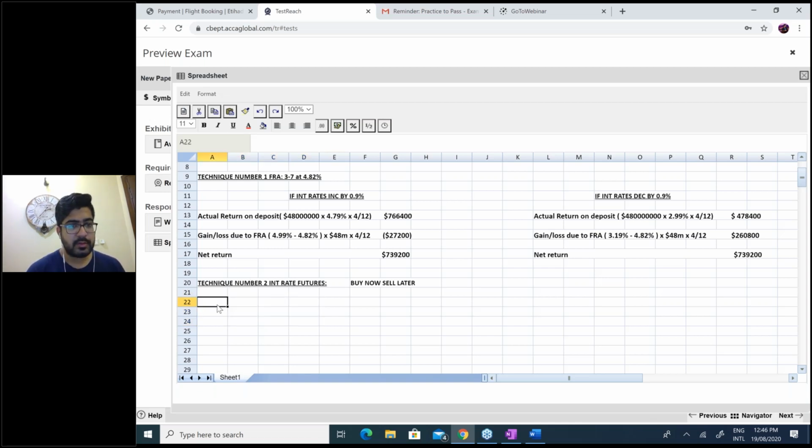Okay, so it involves steps. The first thing you need to do is to find the number of contracts. In futures, the first step is the number of contracts.